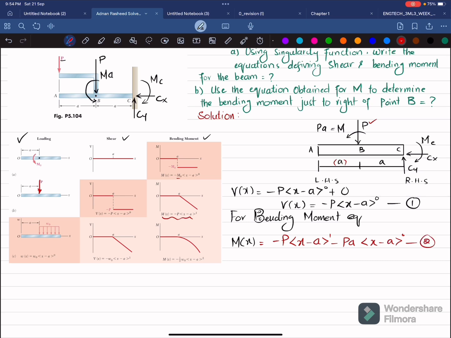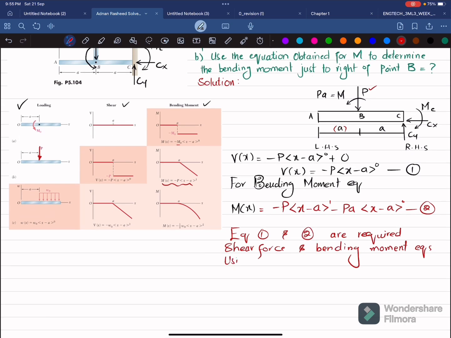So equation 1 and equation 2 are the required shear force and bending moment equations using singularity function. Now this is the answer of our first part.